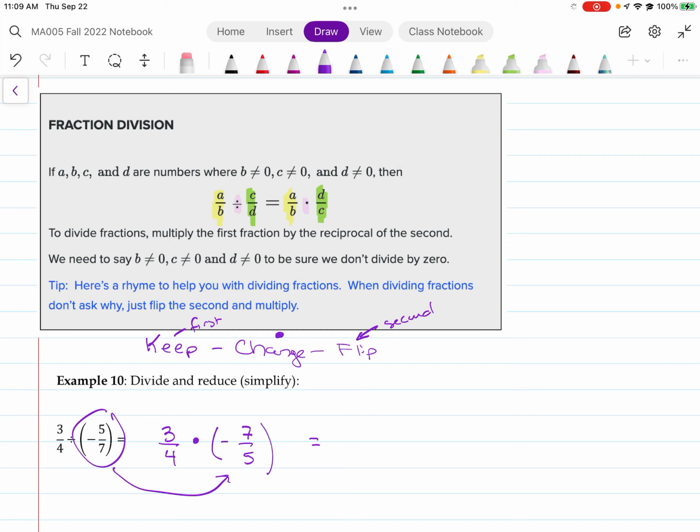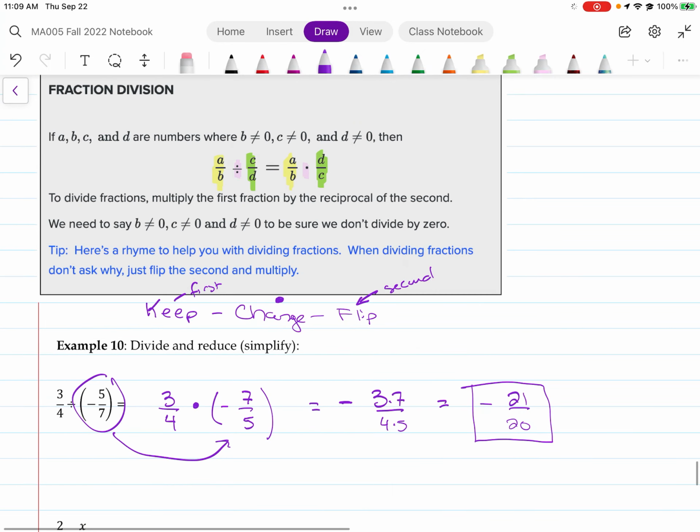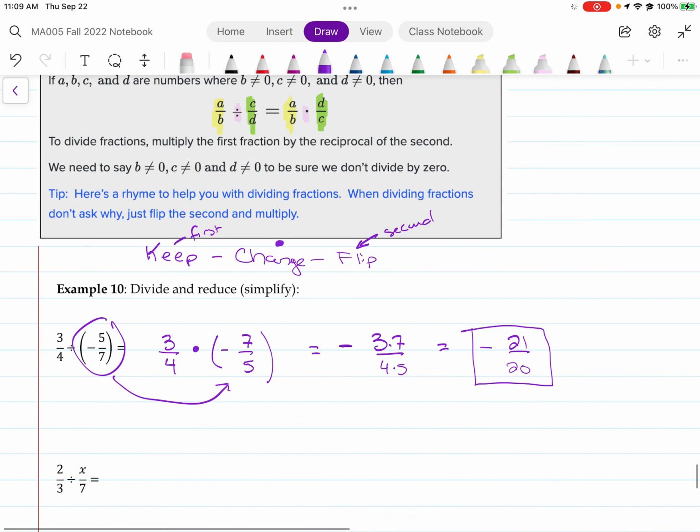All right, so let's rewrite this. I've got a negative out front because I've only got one negative, and I've got 3 times 7 on top, and 4 times 5 on the bottom. Nothing cancels, so I get negative 21/20. Again, these are not always intuitive and not easy to model. Modeling is nice for simple ones, but for harder ones, you really need to know this algorithm.